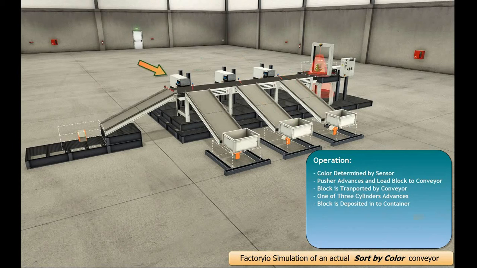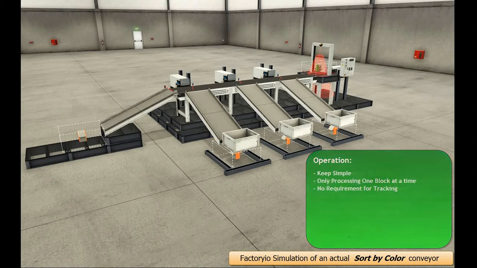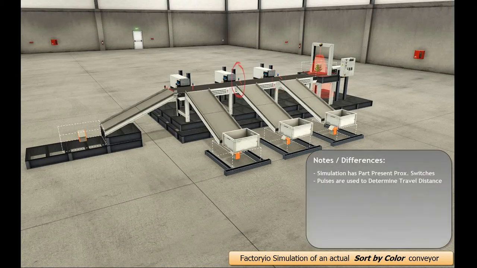If the color is not determined or is invalid, the block would then continue until reaching the end of the conveyor, at which point it is deposited into a reject bin. Once a block has either been unloaded into one of the 3 bins or rejected, the cycle can be repeated. Processing one block at a time helps keep the programming at a fairly basic level. The actual conveyor system doesn't quite have everything shown here, such as individual part-present proximity switches, but it does have a proximity switch that pulses twice for every rotation of the drive sprocket. This can be used to determine the position of the block as it travels along the conveyor.